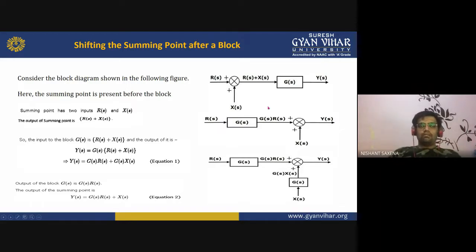So remember one thing: when we are moving the summation point after the block, we have to multiply the input with the block which we are crossing. The block which we are crossing has to be multiplied with the input, to keep the outputs of the two equations exactly the same.